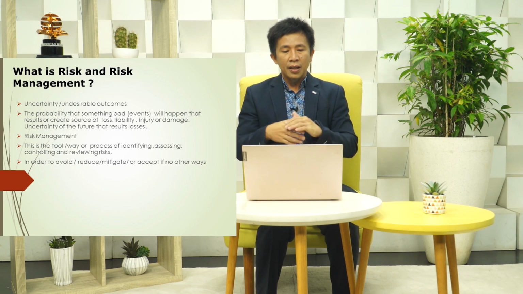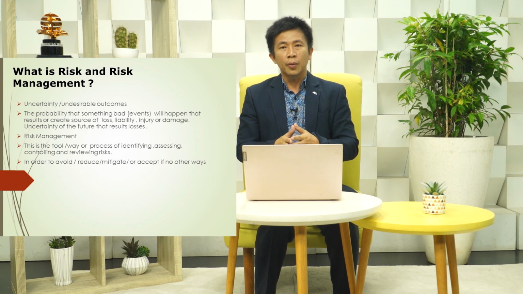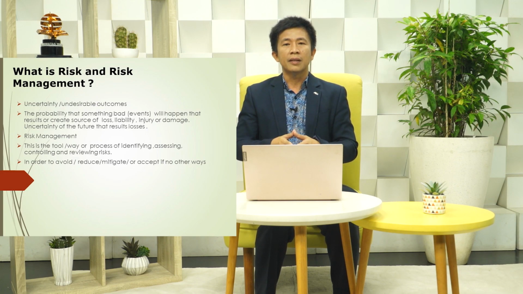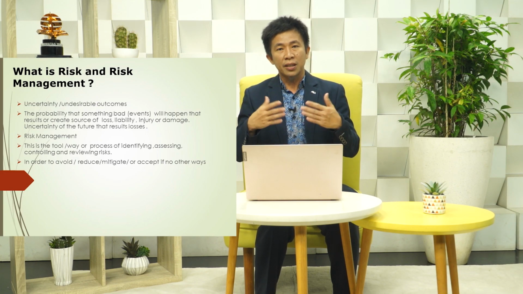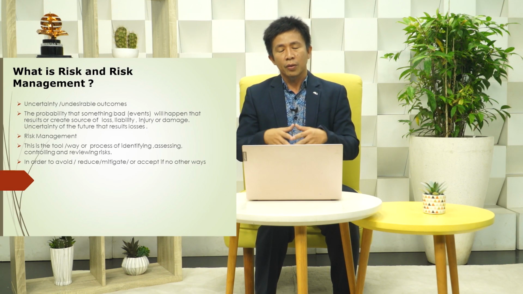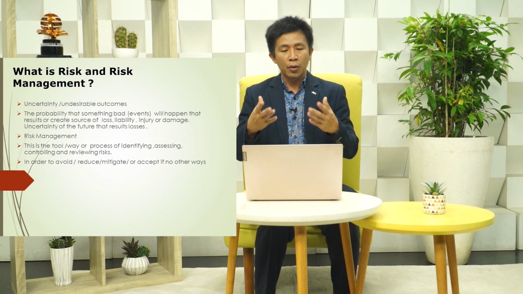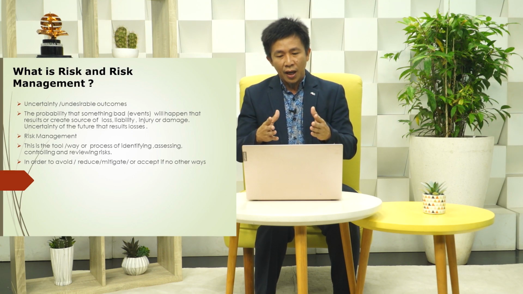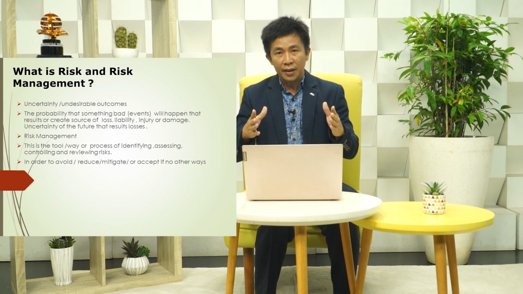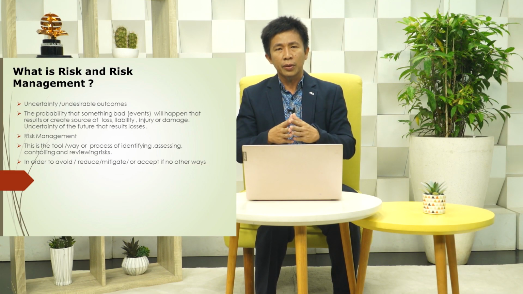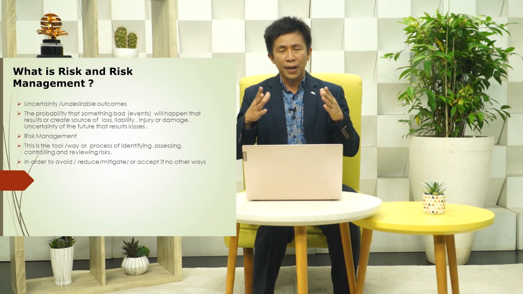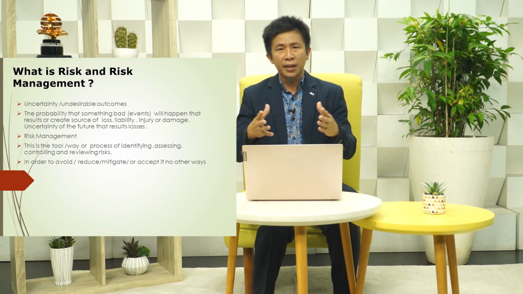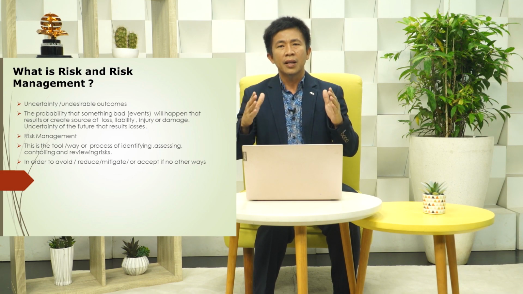So we defined already what is risk. We said that risk is an uncertainty. Risk is the possibility that something bad will happen that creates a source of loss, liability, injury, or damage. So this should be avoided. There is a division in Islamic banks, what we call risk management, a process or a way on how to mitigate and reduce this risk.